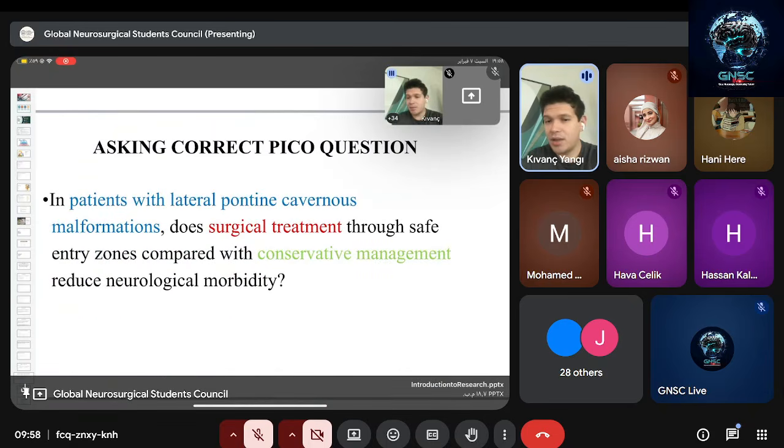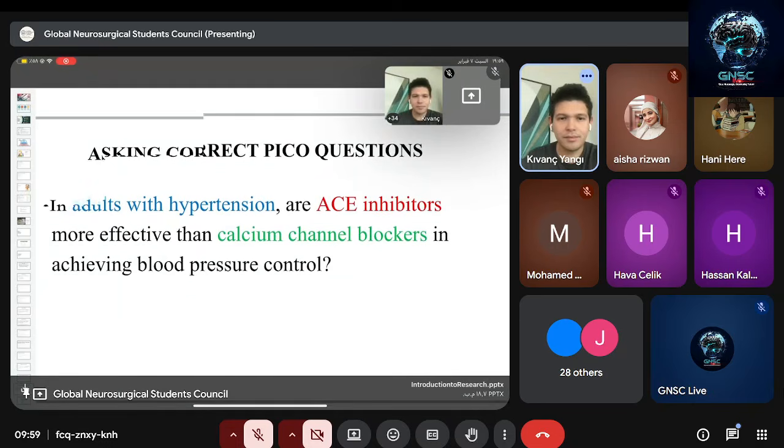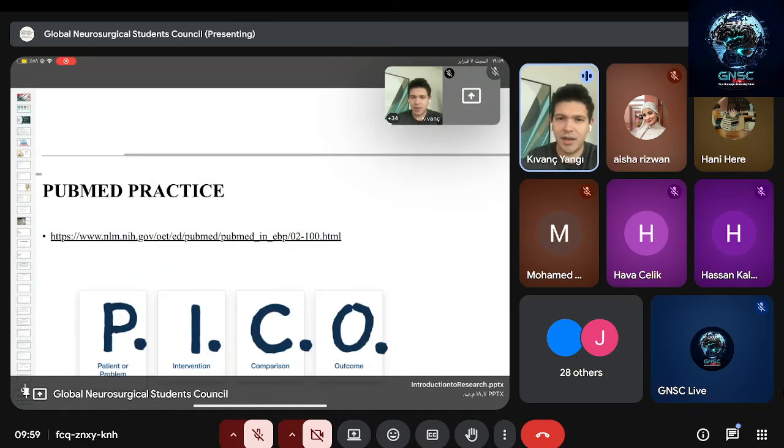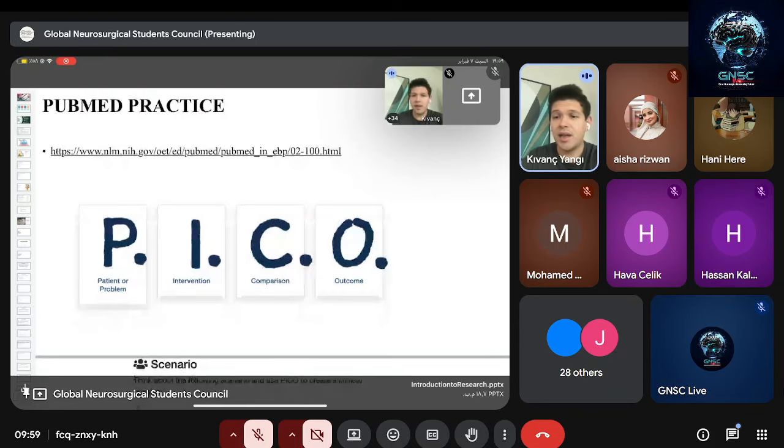In patients with lateral pontine cavernomas, does surgery through safe entry zones compared with conservative management reduce neurological morbidity? So your blue, again, is your patient population. Your red is your intervention group, whereas your green is your comparison group. And your outcome will be neurological morbidity. Next slide. I've given you many examples.